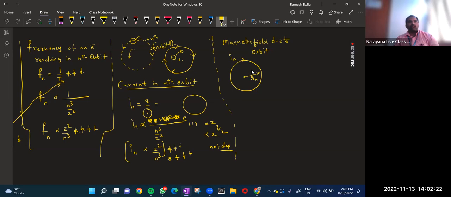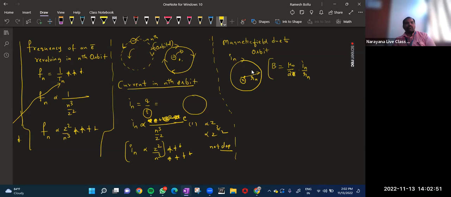In which direction is it producing? Inwards only, right? Keep your thumb in the direction of the current and bring the curled fingers to the center; it is going inside. Correct or not? What is the formula of the magnetic field due to a circular current carrying coil at the center? B is equal to mu naught by 2 pi into In by Rn.